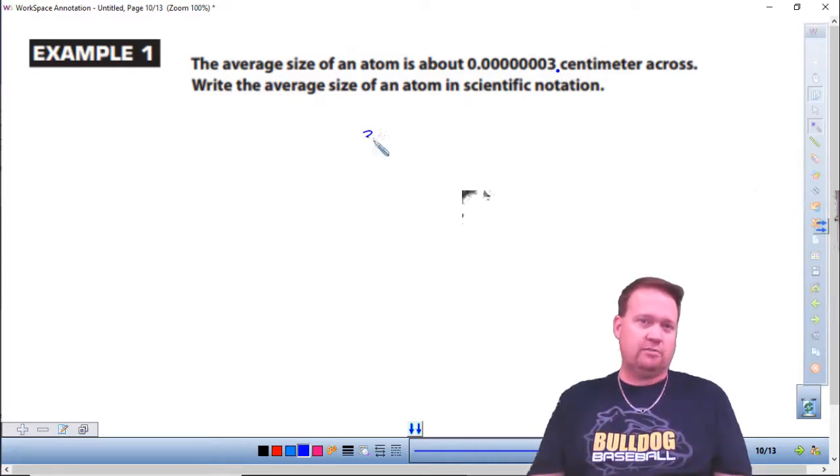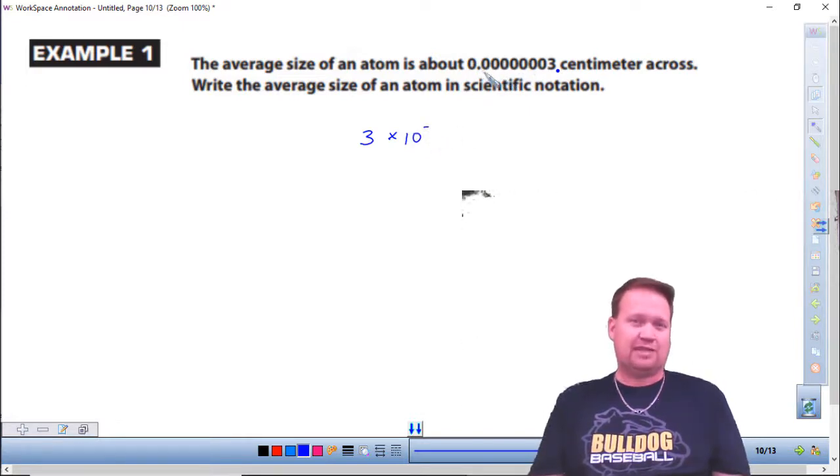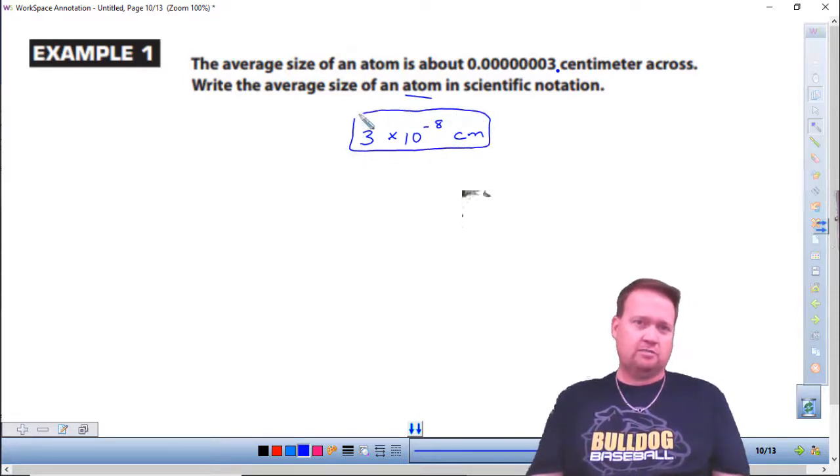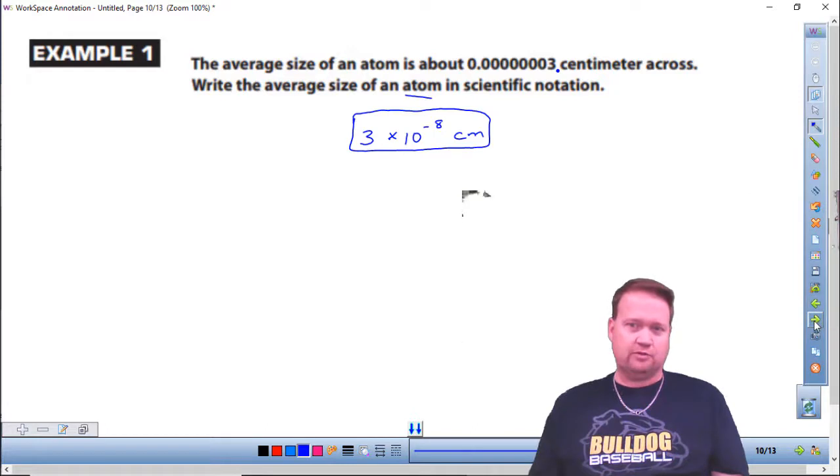So my new number is 3. I don't have to include a decimal or anything else. There's nothing after the 3, and it's times 10 to the, and we're going to go ahead and put a negative sign because this is a tiny decimal and we're counting spaces. 1, 2, 3, 4, 5, 6, 7, 8. So 10 to the negative 8 centimeters across as the average size of an atom. So we're talking about something that's pretty small.